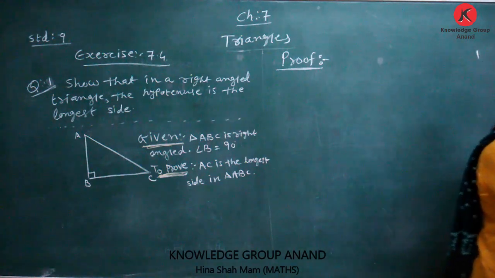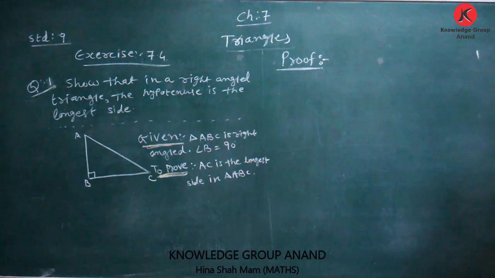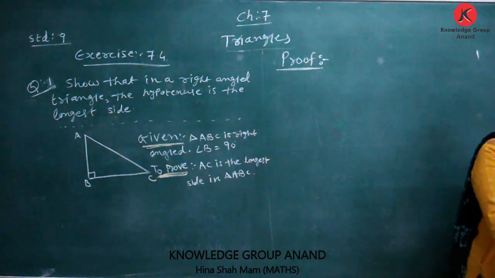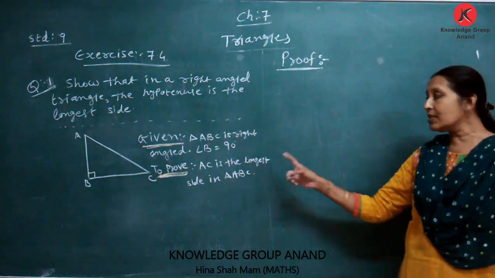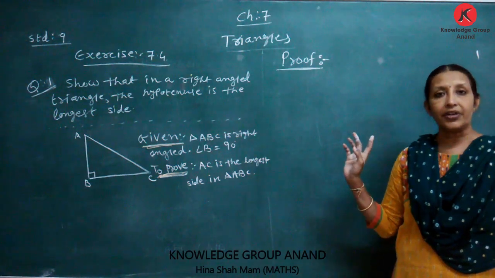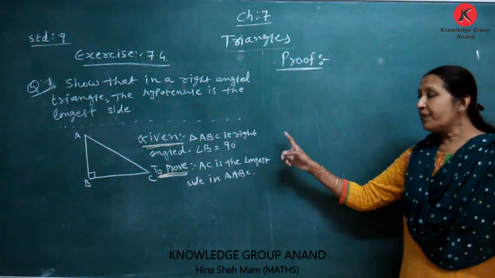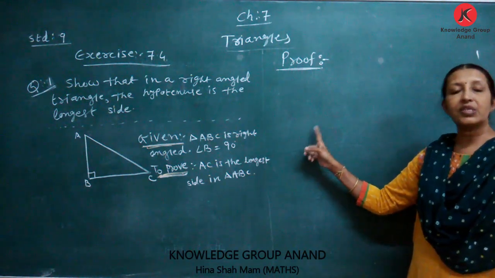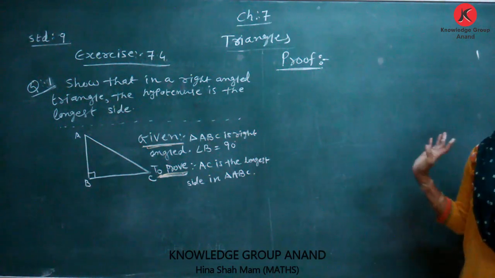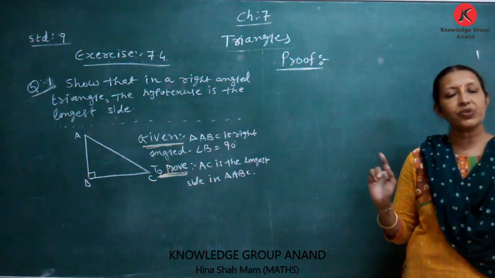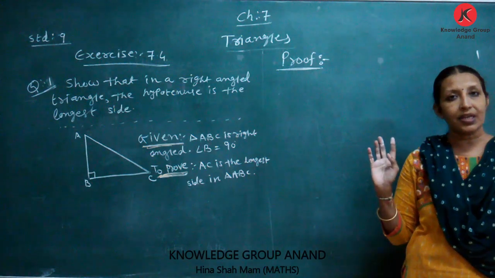And in triangle ABC, the sum of all angles is 180. Therefore, angle A plus angle B plus angle C is equal to 180. But angle B is equal to 90. Therefore, angle A plus angle C plus 90 is equal to 180. Therefore, angle A plus angle C is equal to 180 minus 90, equals 90.